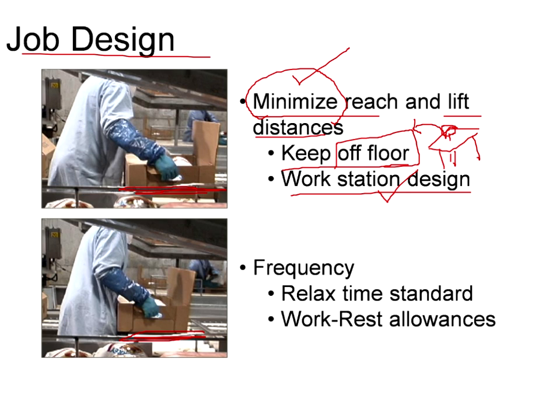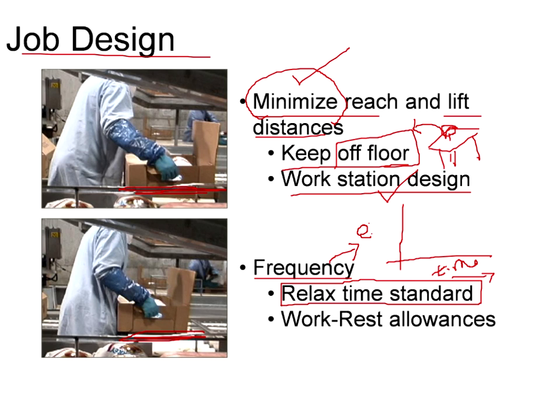So this is going to minimize reach and lift distance. I told you in the previous slide, extreme range is not good. So in the next slide they have minimized it. This is very good. And keep off floor. Off floor means don't keep on the floor, keep above the floor. That means use some tables so that you can keep the material over the table and lift it to another place. And workstation design. We are discussing this again and again in all slides. You have to redesign the workstations.